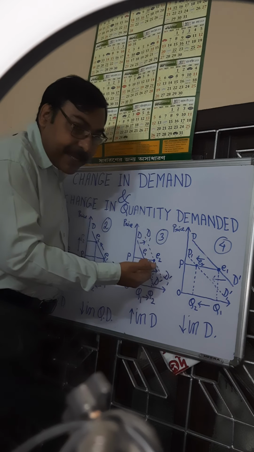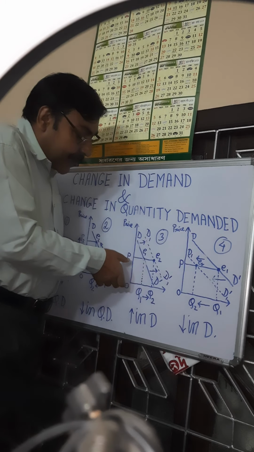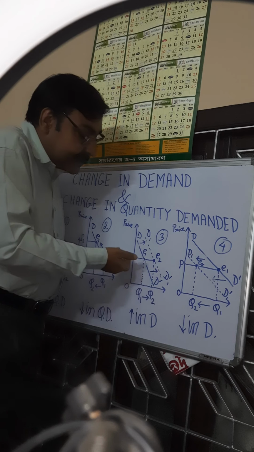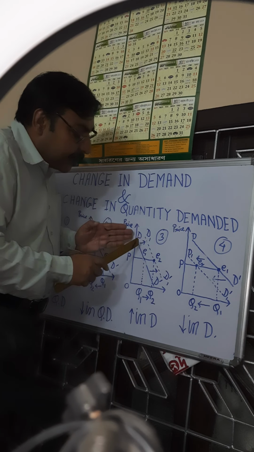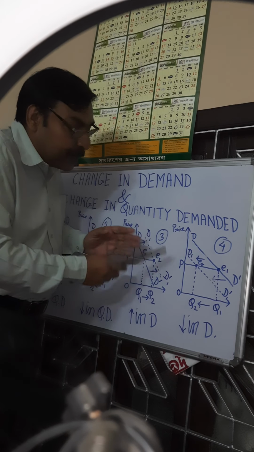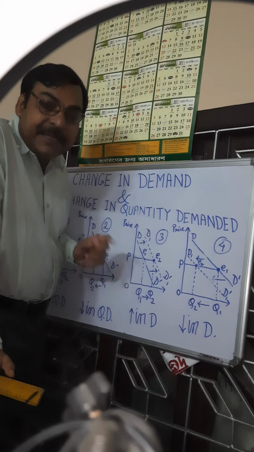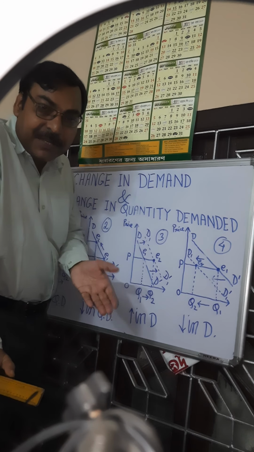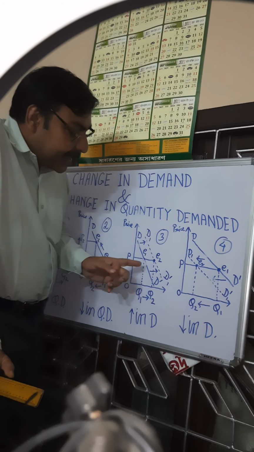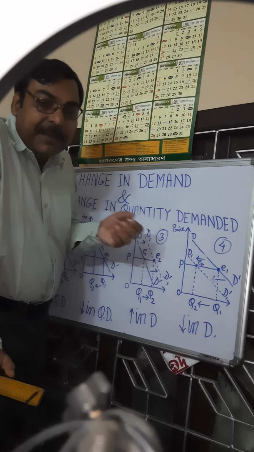Or in other words, we can say it is a case of forward shifting of the demand curve. Price fixed, demand rises, represented by forward shifting of the demand curve from DD dashed to D1, D1 dashed. This is called increase in demand. Price is fixed, but demand rises because of change in other factors. It is a case of increase in demand represented by forward shifting of the demand curve.